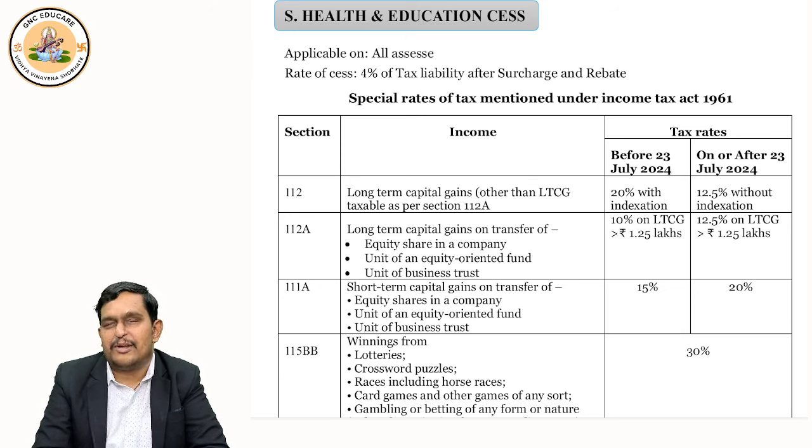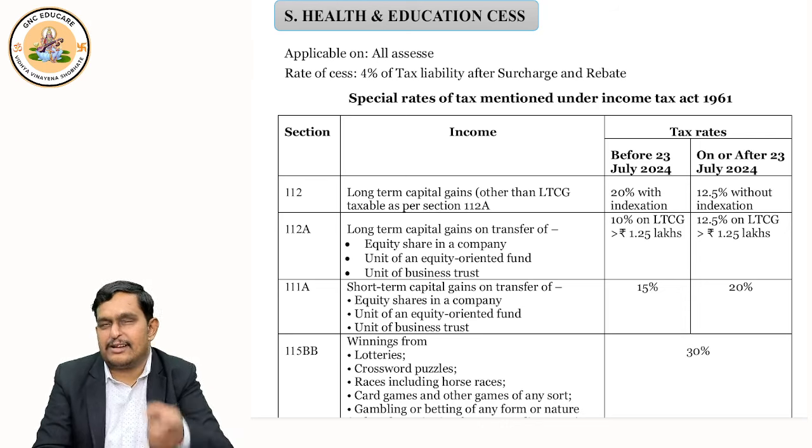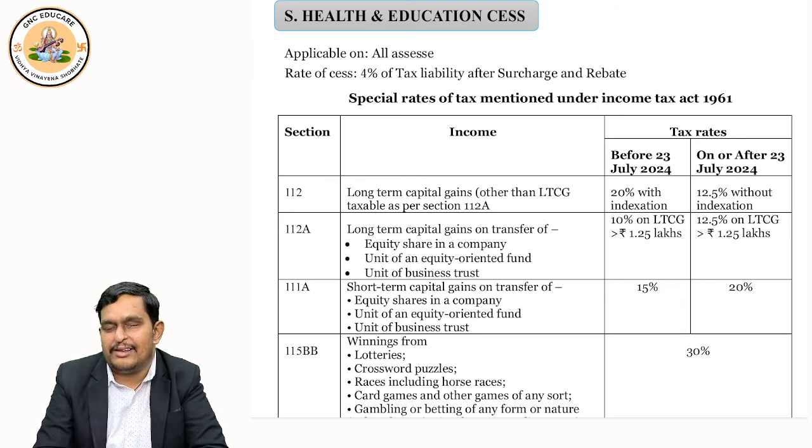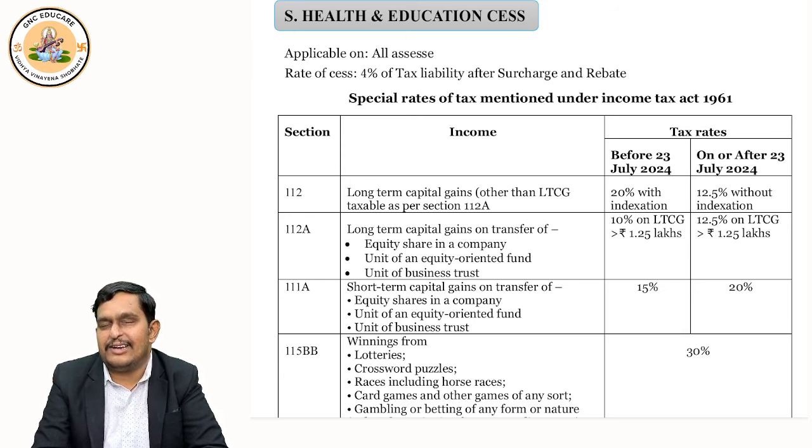Now, suppose your income is 10 lakhs, that is after 23rd July, you sold some shares, you got 10 lakhs as capital gain, right? After computation, you get this, okay? You got 10 lakhs, 1 lakh 25 should be deducted. So 10 lakhs minus 1 lakh 25, on 8 lakhs 75,000, 12.5% tax should be paid.